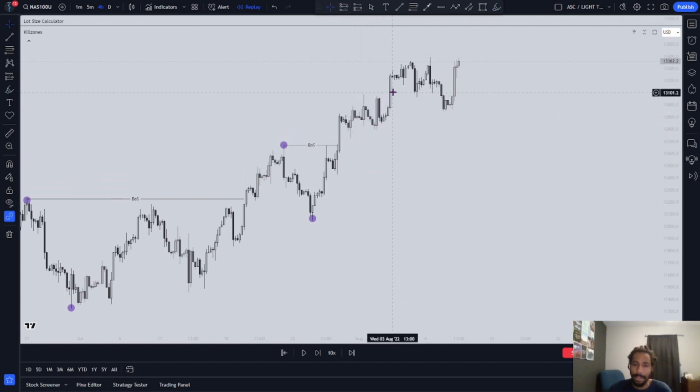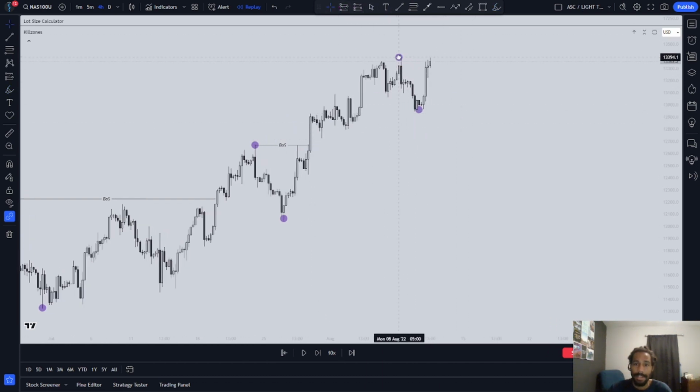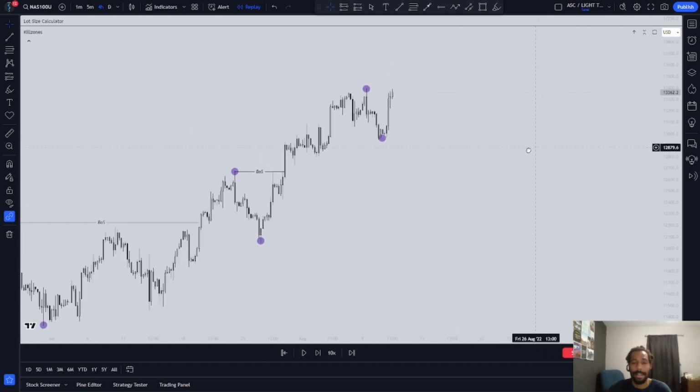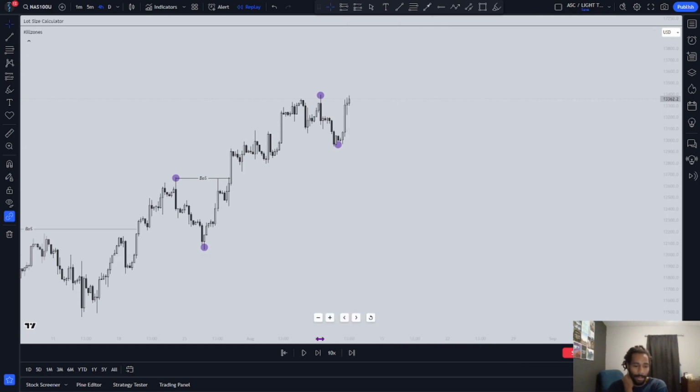So price kind of rallied up for a little bit, doing its thing, and then we finally put in a new high here. Then we put in a new low here. And then at this time, we don't know where price is going to go. So this is the type of scenario when we would wait and be patient to see where price is going to be next.